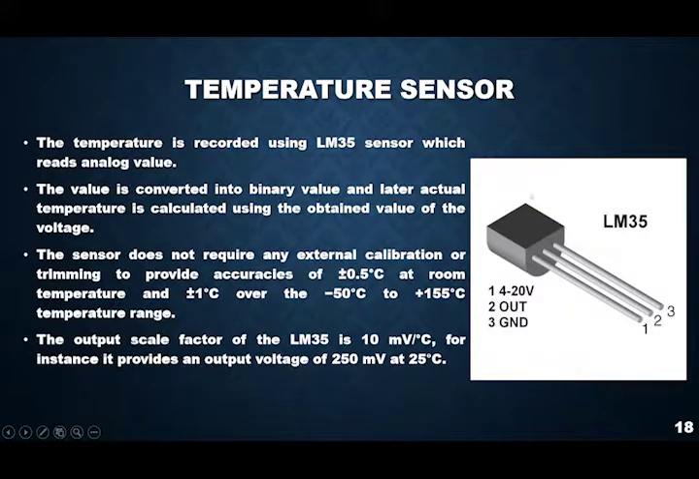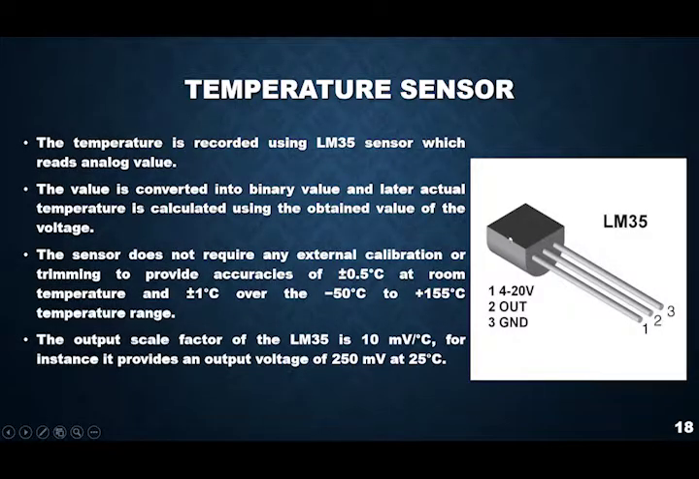So here the LM35 is the temperature sensor we have used. The temperature is recorded using the LM35 sensor, which reads an analog value. It has only 3 pins. One is the pin we give to the microcontroller, one is the VCC, and one is ground. The value is converted into a binary value, and later the actual temperature is calculated using the obtained value of the voltage.